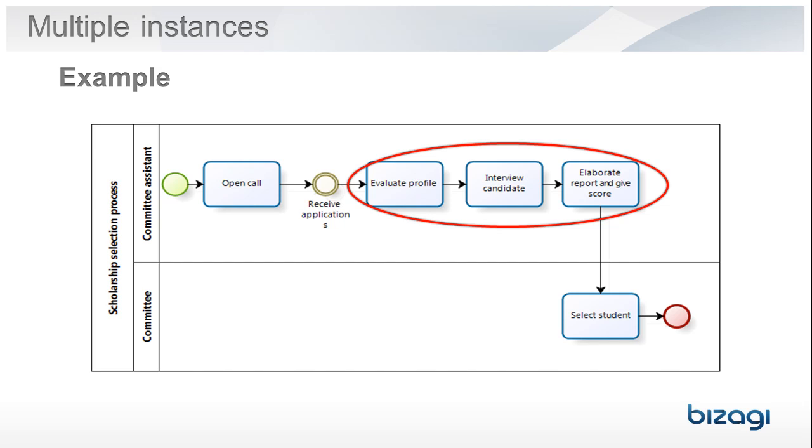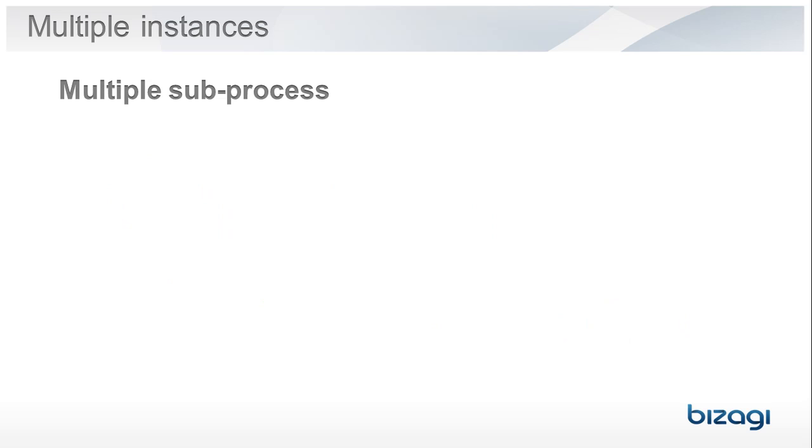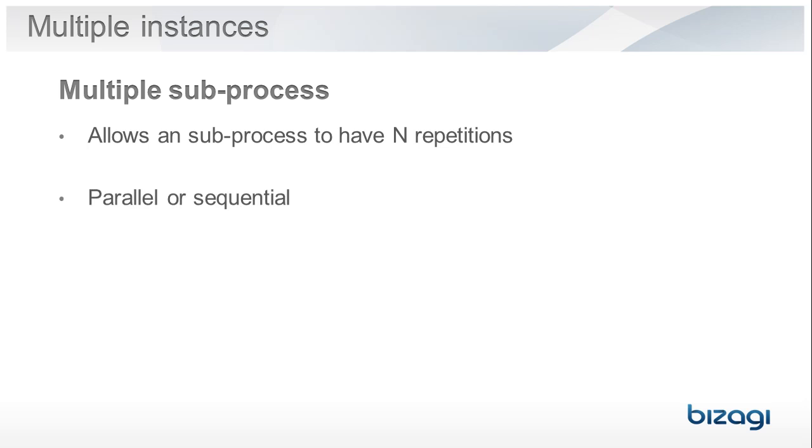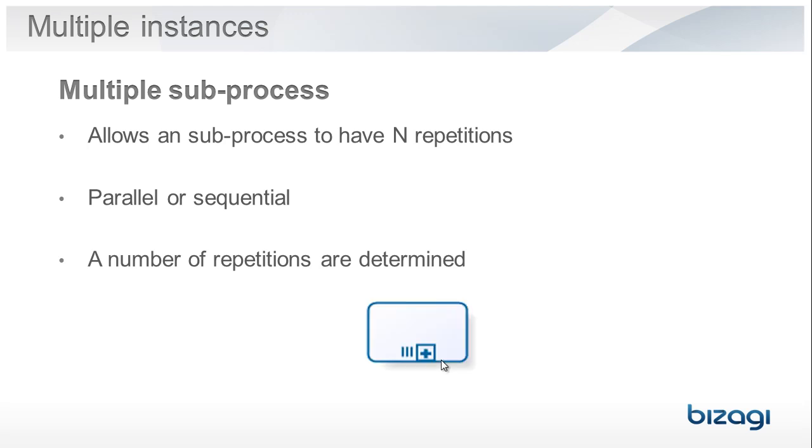A multiple subprocess enables the creation of multiple instances of a subprocess, i.e. multiple repetitions. These instances or repetitions are normally executed in parallel, but it is possible to do them sequentially. Additionally, these repetitions are determined or known prior to initiating a multiple subprocess. This multiple subprocess is represented as shown.